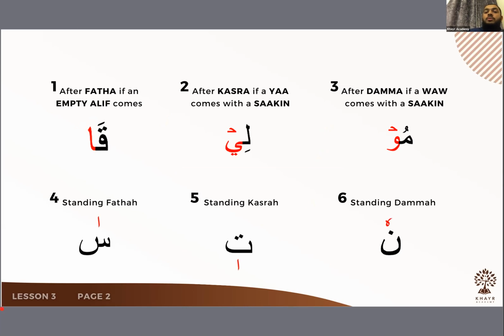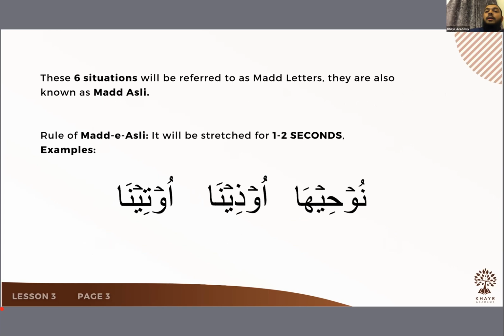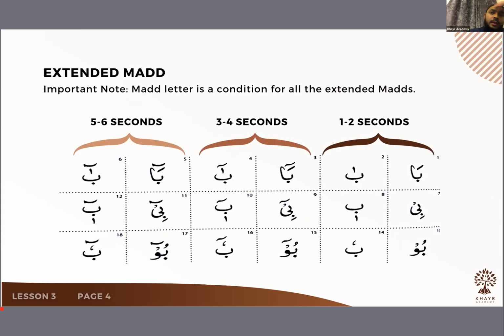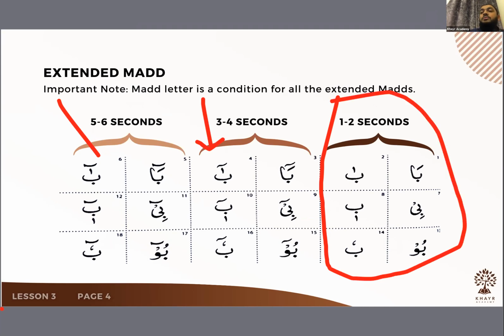Let's go to the next one. Okay, now the ones we did before, mad asli: after fatha empty alif, after kasra ya sakin, after dhamma waw sakin, they're 1 or 2 seconds long maximum. I told you not to make it too long because these are the longer ones. This one and this one, they're longer. So if you look at this part of the picture, it shows you after fatha empty alif, after kasra ya sakin, after dhamma waw sakin: long fatha, long kasra, long upside down dhamma. They are the 1 second long one. Okay, you make it 1 second.